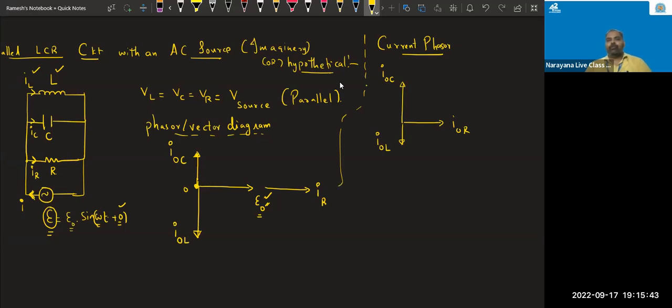Now you people tell me which is the dominant circuit. Capacitor. So very good. Roughly we are saying it is a capacitor dominant circuit.